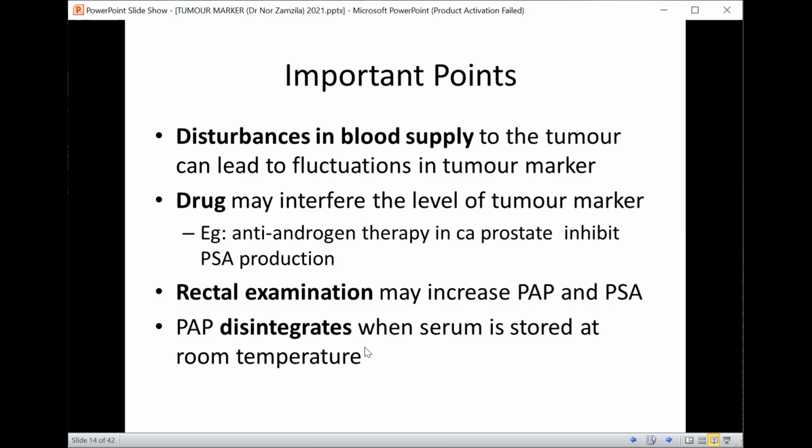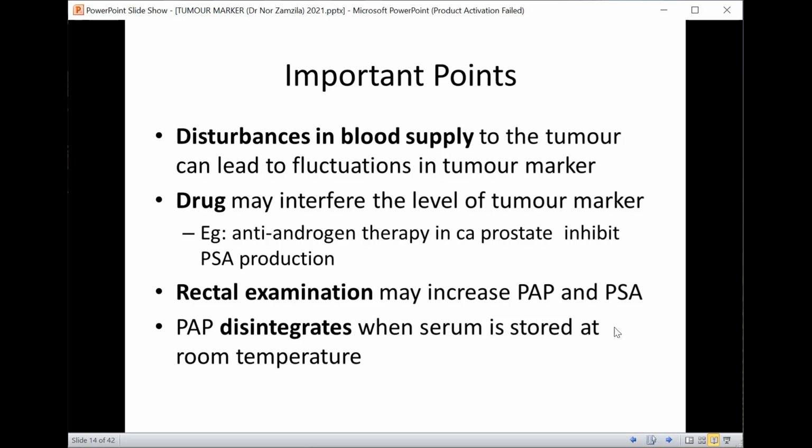So that also you have to bear in mind. Some drugs may interfere with the level of tumor marker. For instance, the anti-androgen therapy in carcinoma of prostate can inhibit the PSA production. So when you treat a patient with anti-androgen therapy, you have to be careful with the interpretation of the PSA.